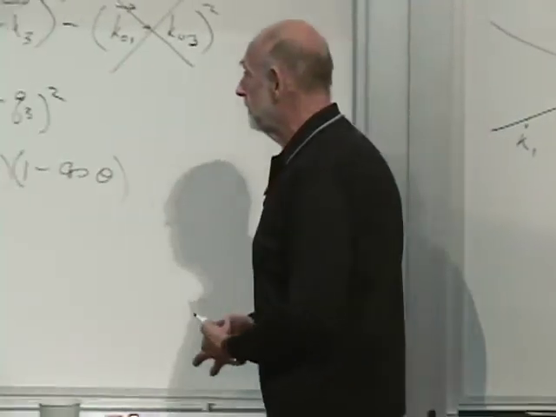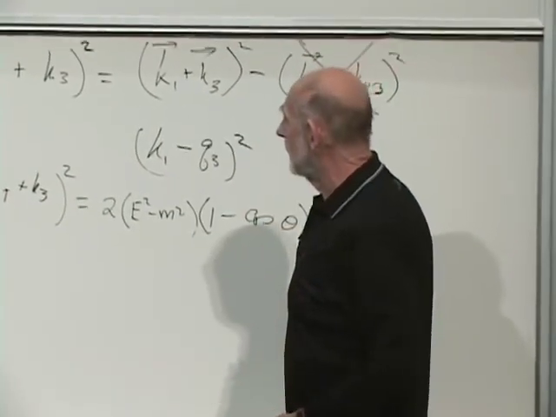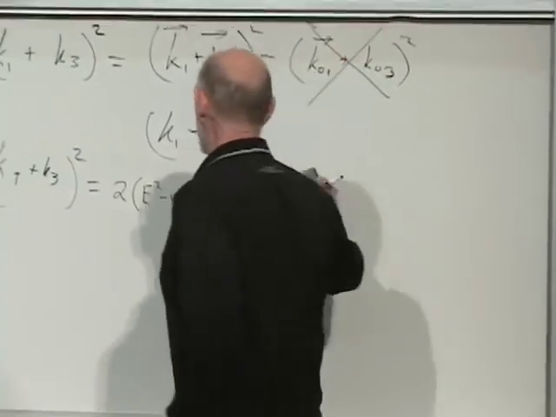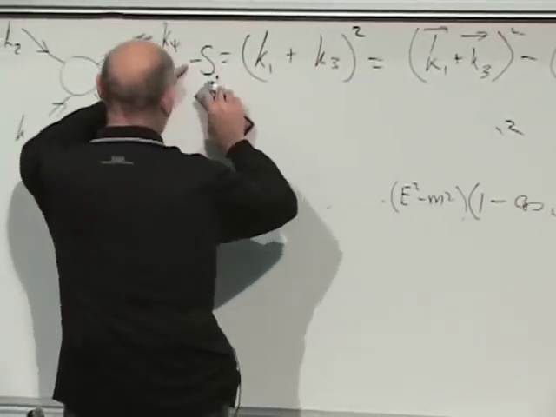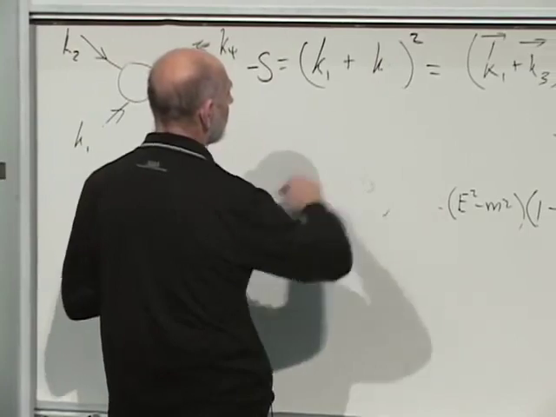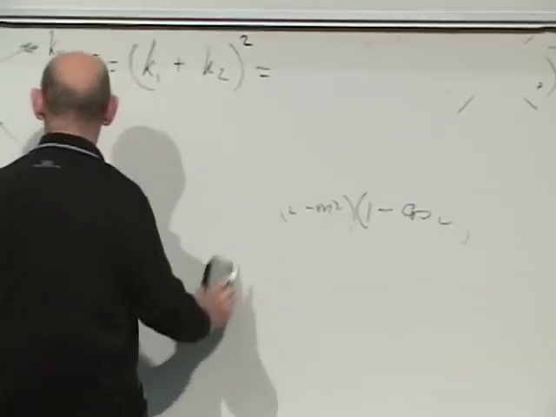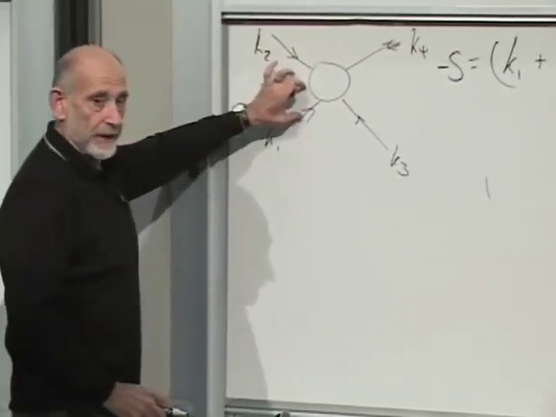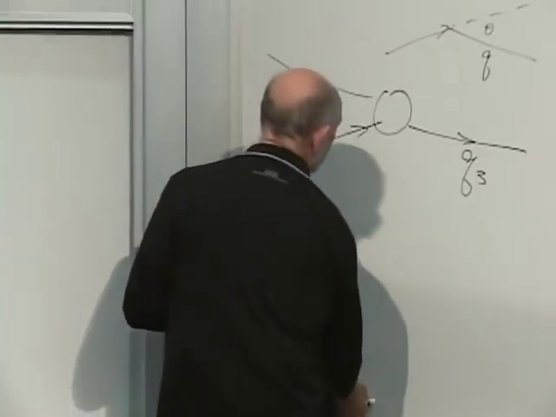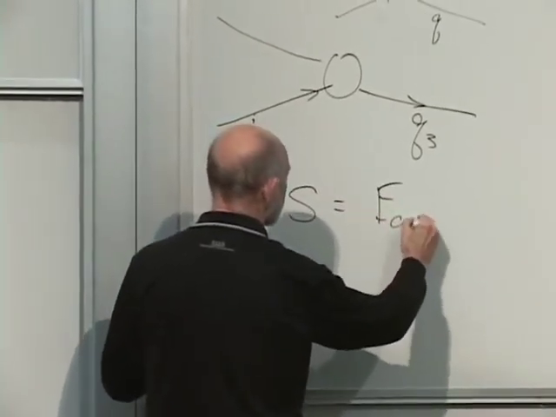This variable, the K1 plus, let's see, what did we do? The definition of S, I forgot to erase the S over here. The definition of S was K1 plus K2 squared. That was the definition of it. 1 plus 2 coming in, and it was the square of the center of mass energy. So S equals energy center of mass squared.